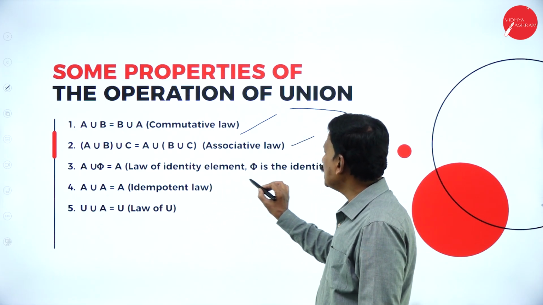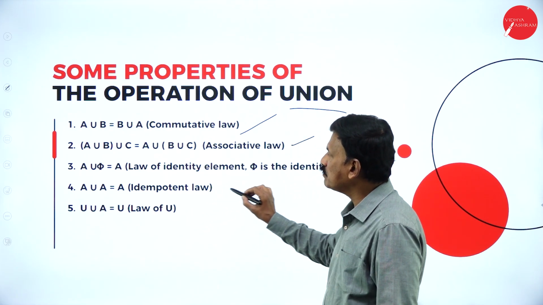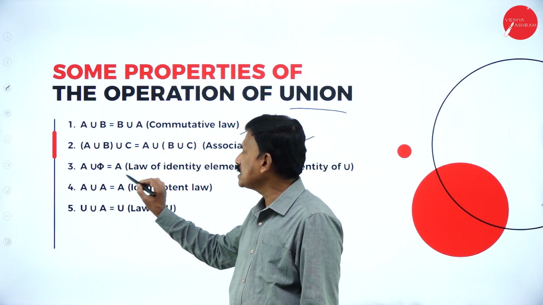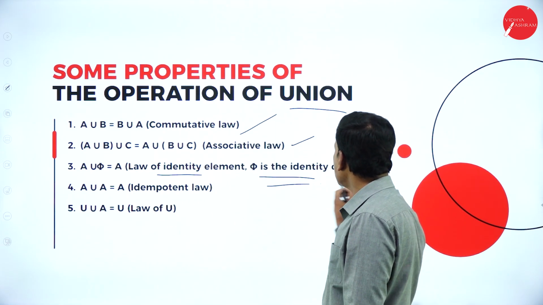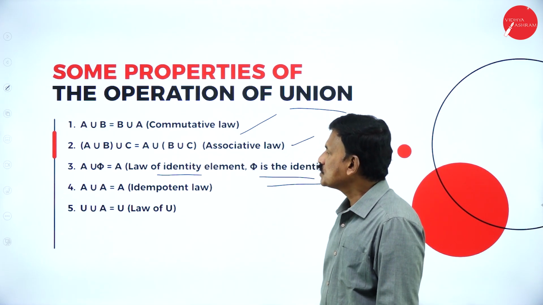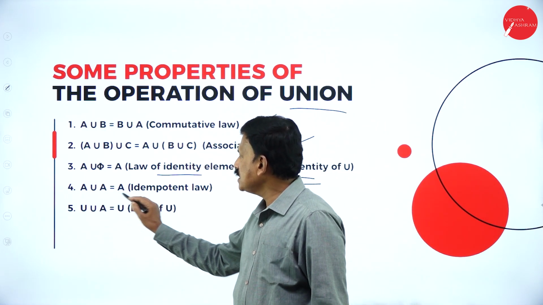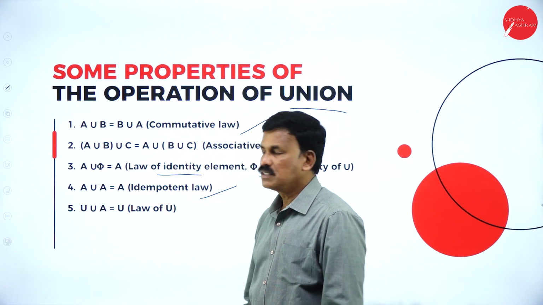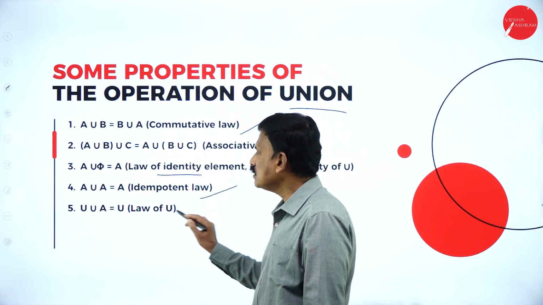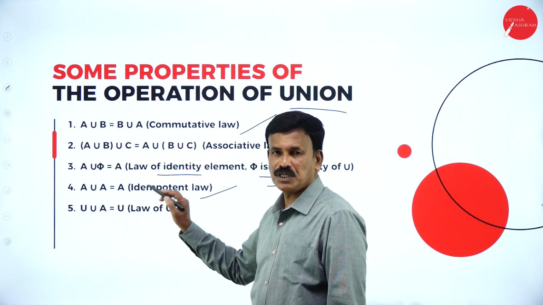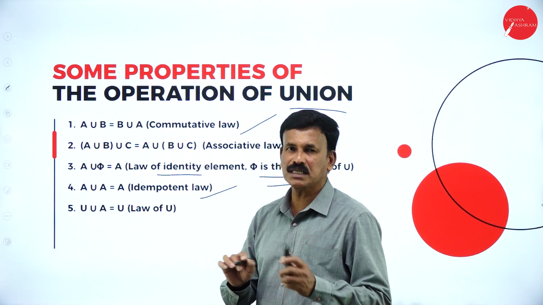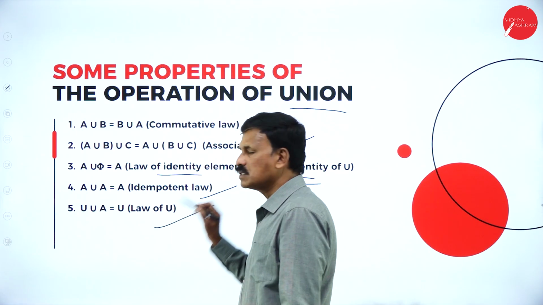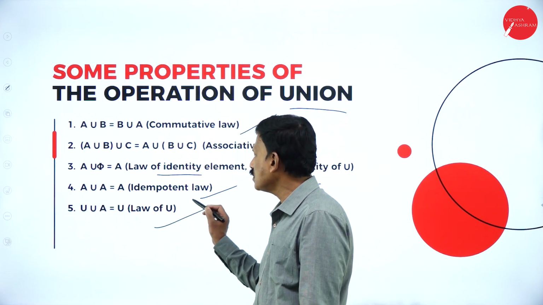Then the law of identity, that is the identity element: A union null set is equal to A. That is called the law of identity. Here the null set is the identity element of union. A union A is always equal to A itself. That is the idempotent law. The union of any set and the universal set is equal to the universal set itself. That is called the law of U.